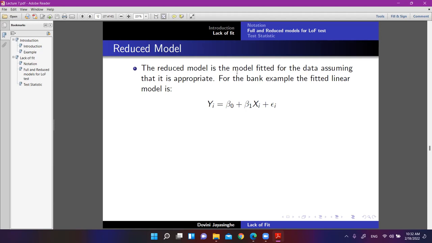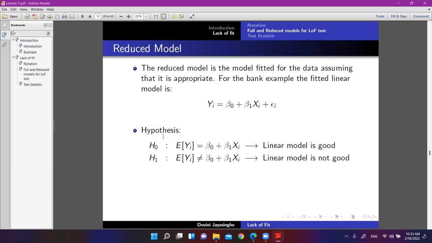Reduced model. The reduced model is the model fitted for the data, assuming that it is appropriate. That means in this example, we expected our model to be a non-linear shape, but we fitted a linear model. We fitted this line, assuming that it is appropriate, assuming that it is suitable, right? For the bank example, the fitted linear model is this. It is given in terms of betas, and the hypothesis is this. So you can say linear model is good versus linear model is not good.